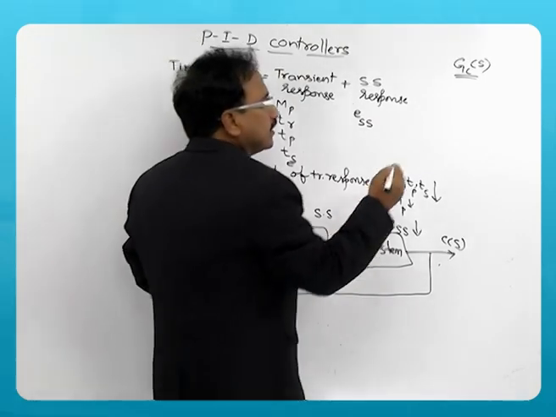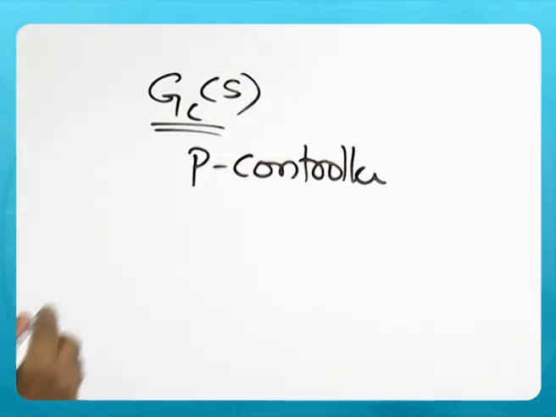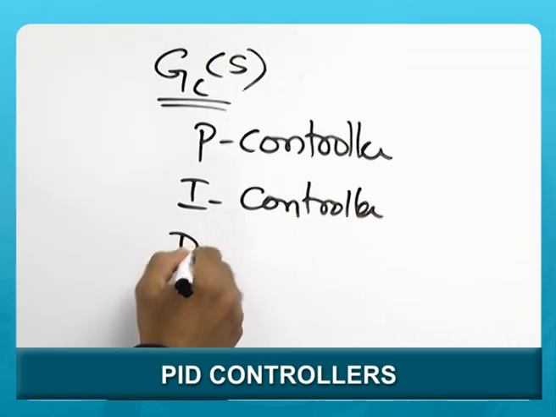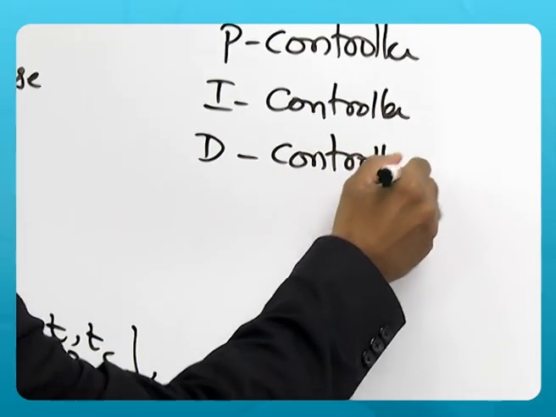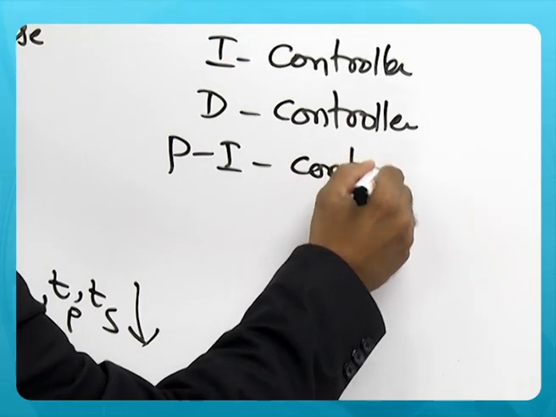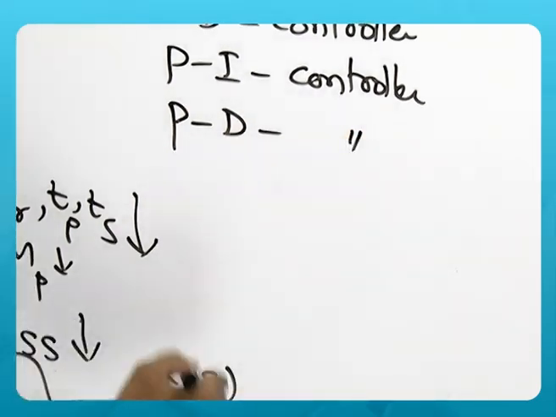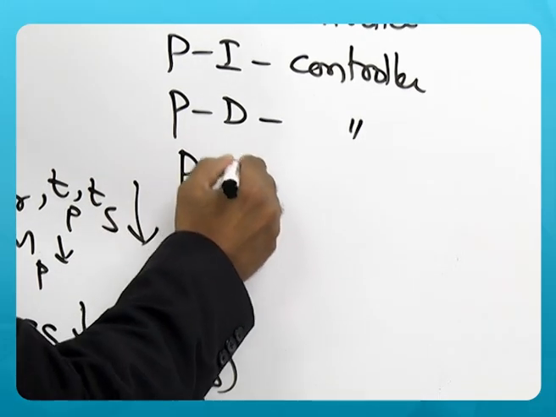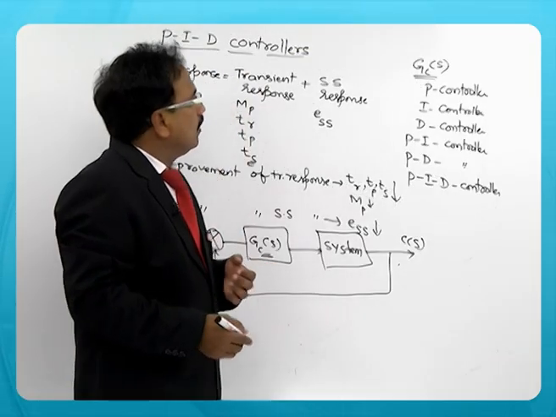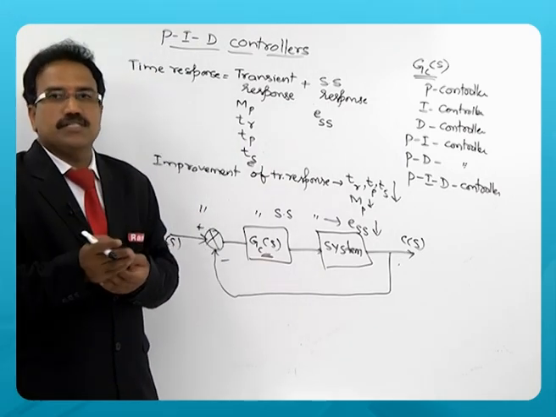They are categorized here, the controllers, as P controller, meaning proportional controller, then I controller, integral controller alone, then D controller, which is nothing but derivative controller, then combination of PI, combining P and I, then combining P and D, and finally combining P, I and D. So, all these are controllers and they are meant for improving the performance, either transient or steady state or both.